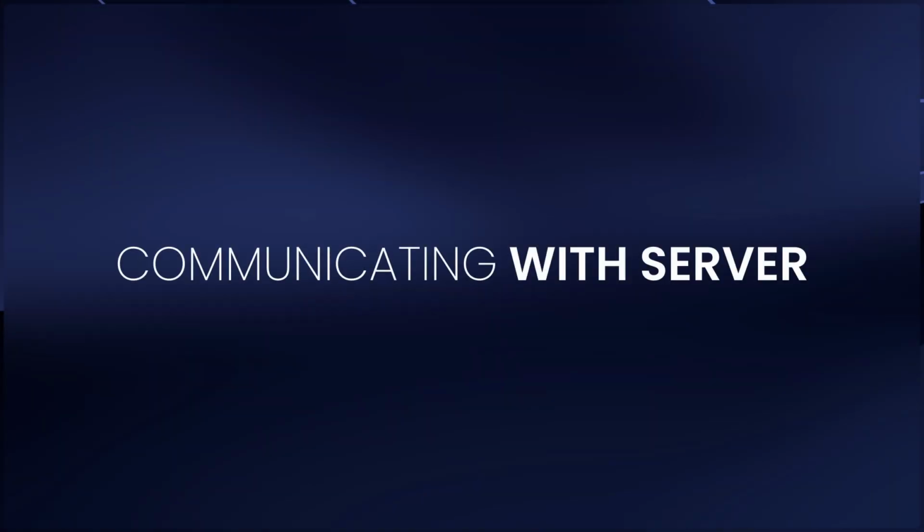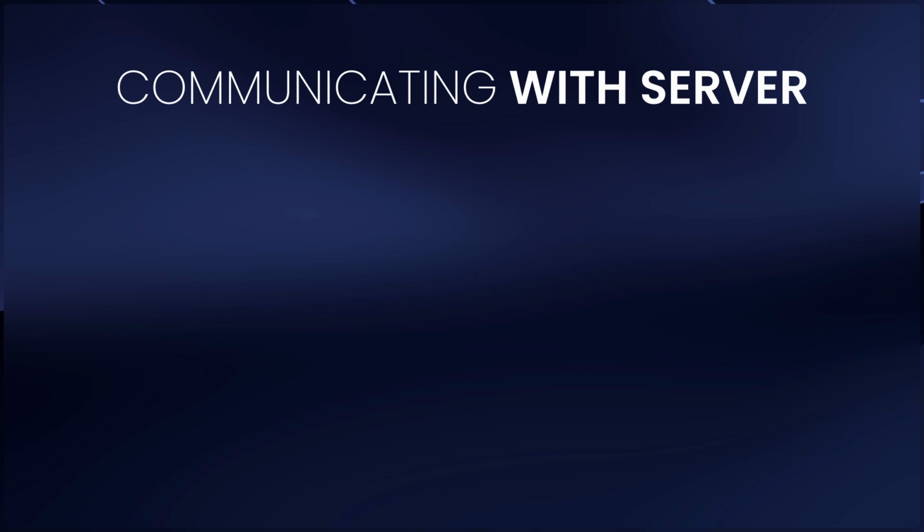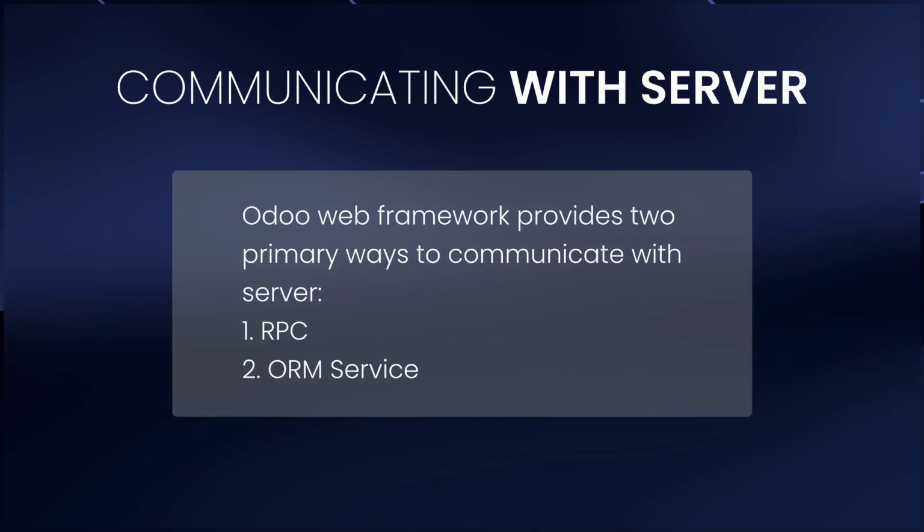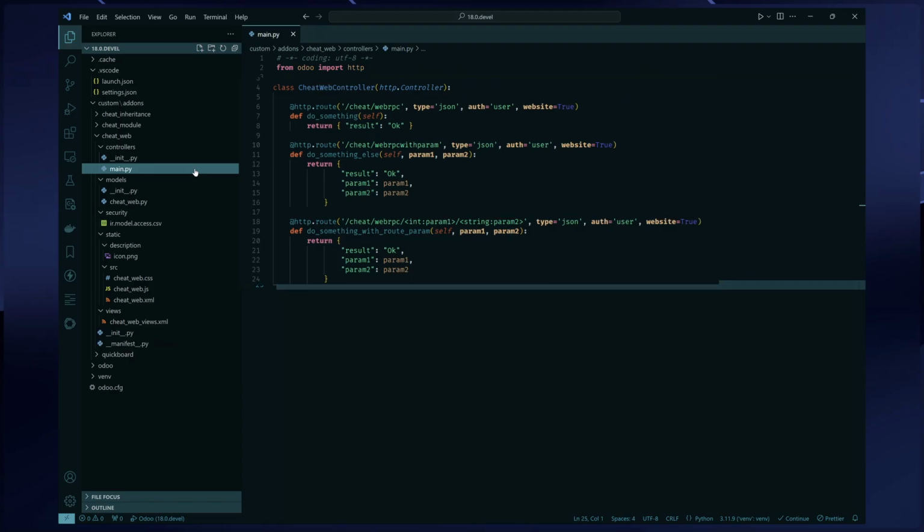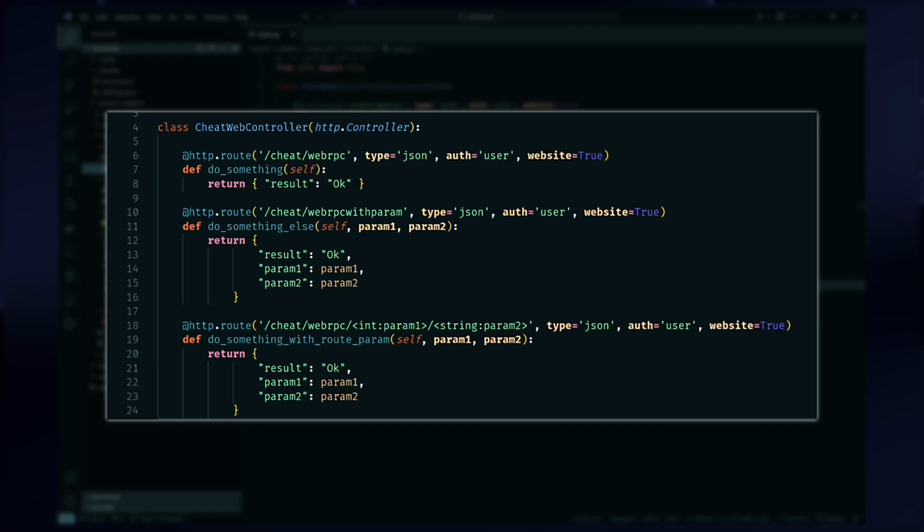One of the most common tasks when working with Odoo involves communication between the client side and server side. So, let's start there. Odoo Web Framework provides two primary methods for communicating with the server, using the ORM service or using RPC. We'll demonstrate how to use RPC first. Let's create an HTTP controller with three common route variations: routes without parameters, routes with parameters, and routes with URL variables.